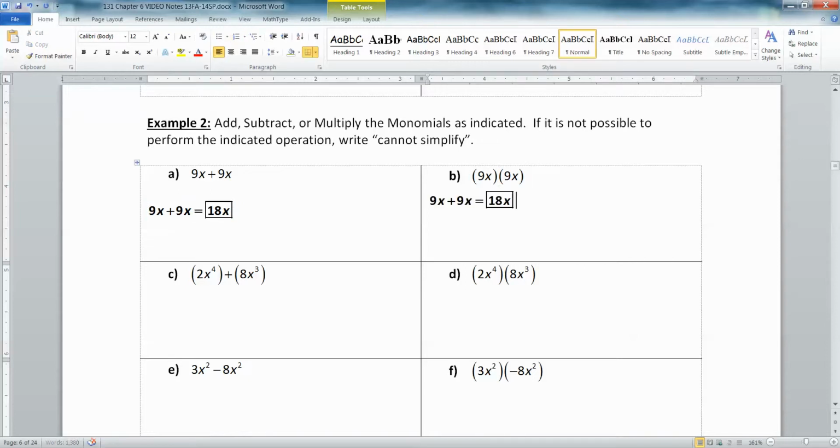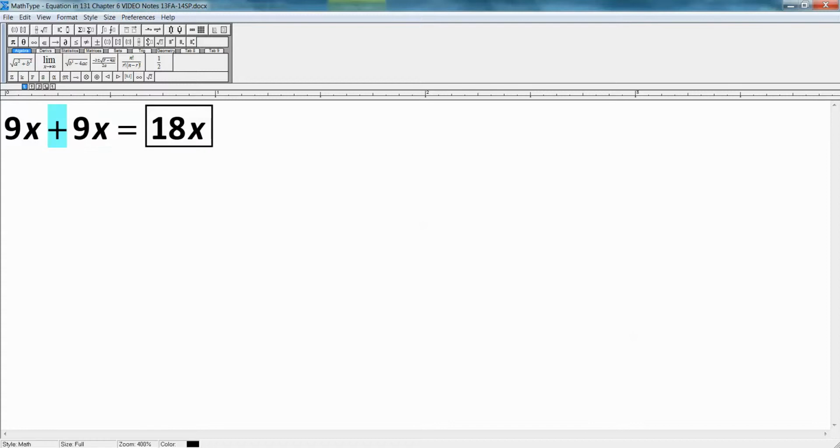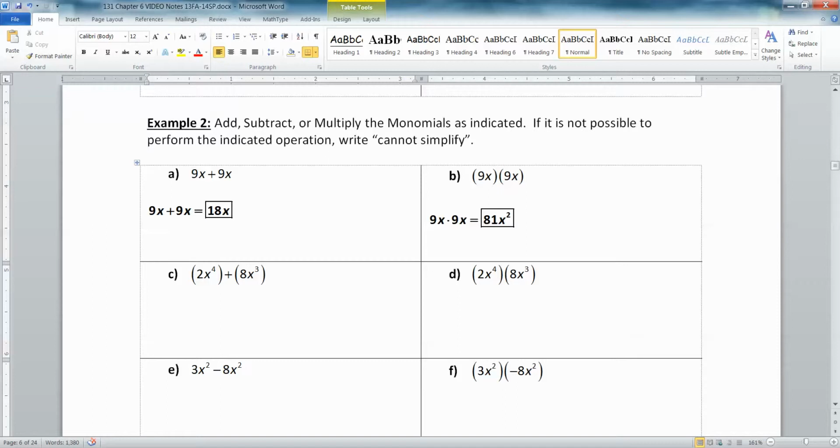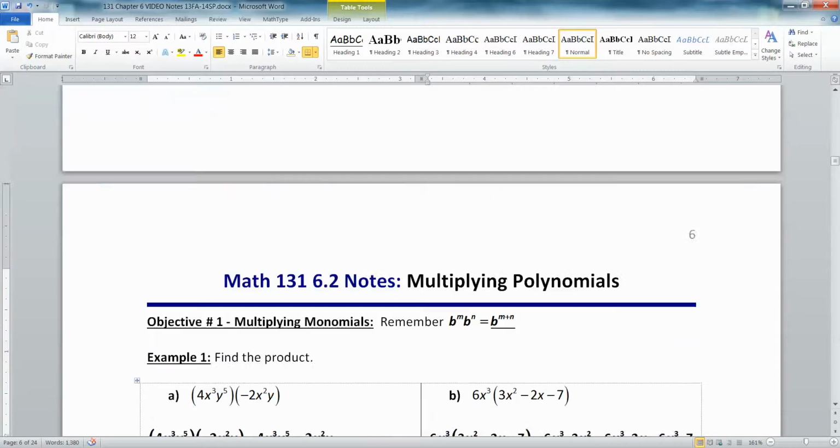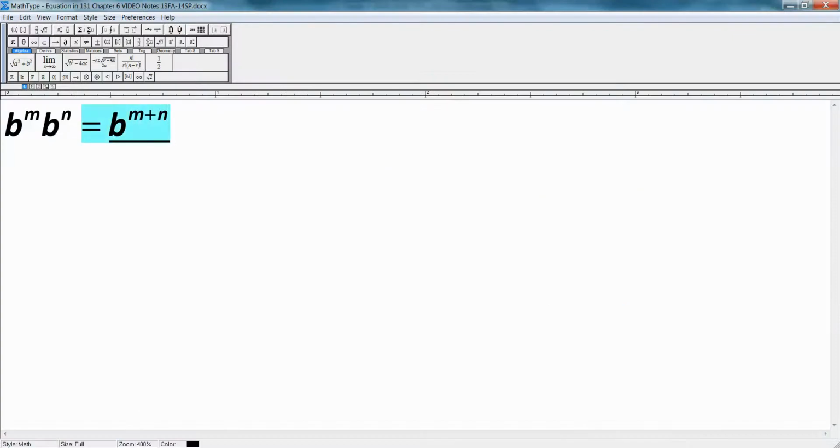9x times 9x. Well, that's not combining like terms, right? 9x times 9x would be 9 times 9, which is 81. And x times x is x squared, because you have one x and one more x, that makes x squared. You're adding the powers. Notice these two are very different, right? The one on the left, you're combining like terms. You leave the x just plain x. The one on the right, you're multiplying, so you're going to have to use this property up here where you add the powers.